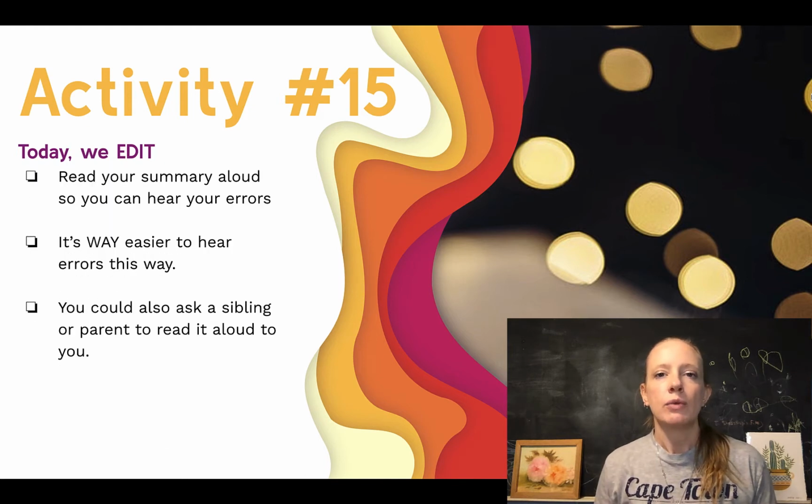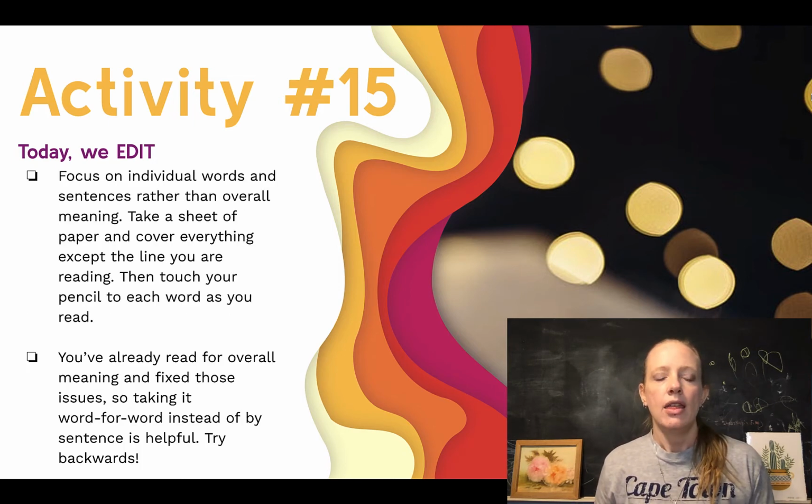First, you're going to read your summary out loud so you can hear the errors. It is so much easier when you read your writing out loud to hear the mistakes. You could also ask a sibling or parent or friend to do it for you. You could do this even with a classmate over a Google Hangout. Then you're going to focus on individual words and sentences rather than the meaning. So you're looking just at the word level and the sentence level to make sure it's all correct.